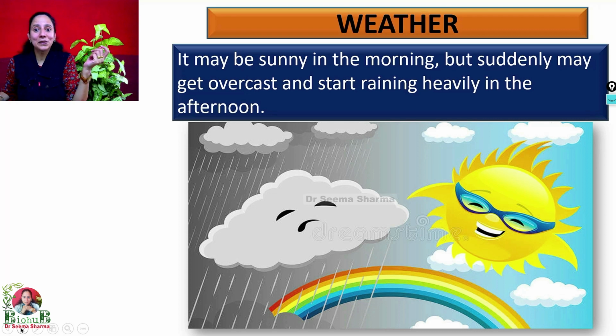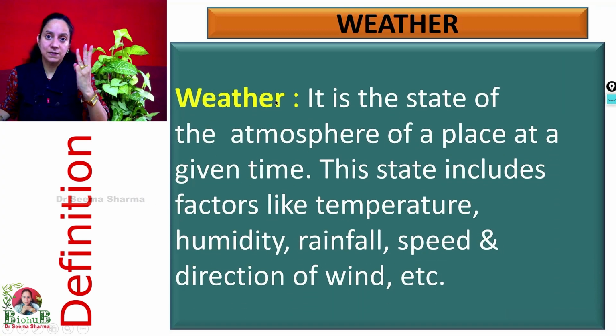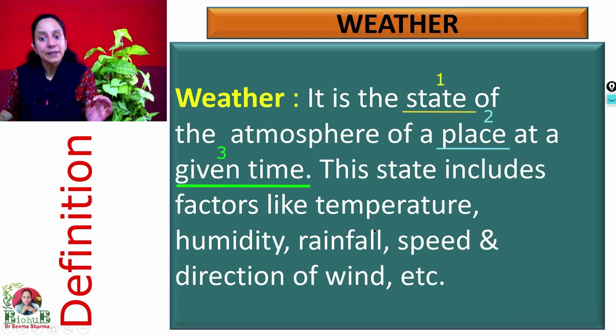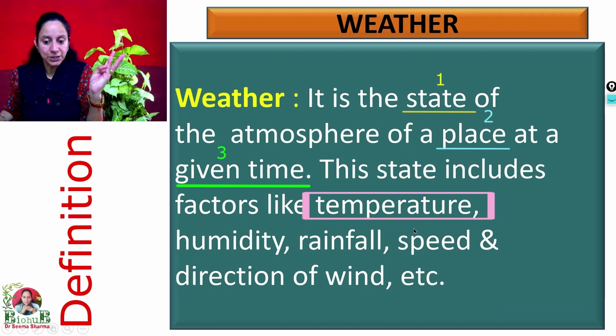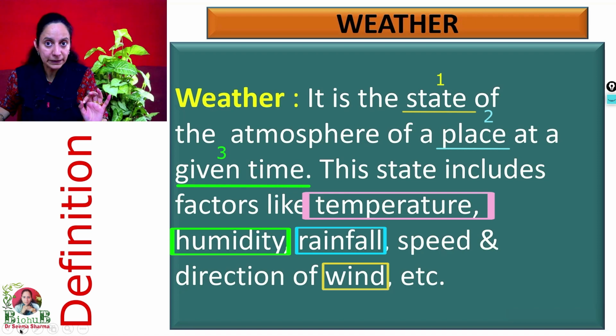So it may be sunny in the morning, but suddenly may get overcast and start raining heavily in the afternoon. So students, when you have to write the definition, you have to keep three things in mind. It is the state of the atmosphere of a place at a given time. This state includes factors like temperature, humidity, rainfall, speed, and direction of wind. So this was about weather and its definition.